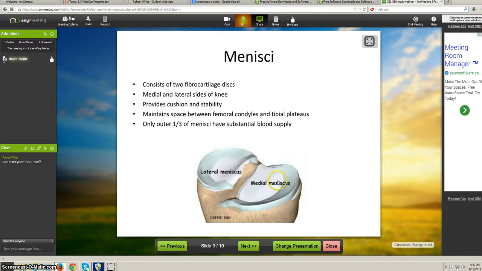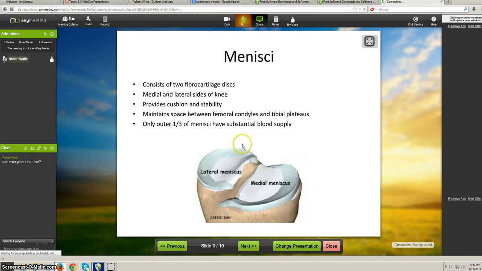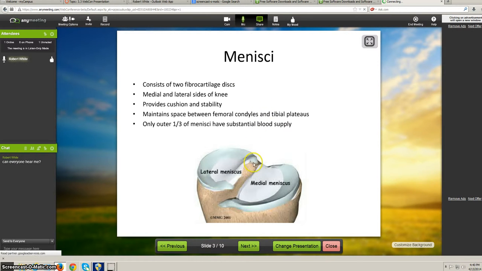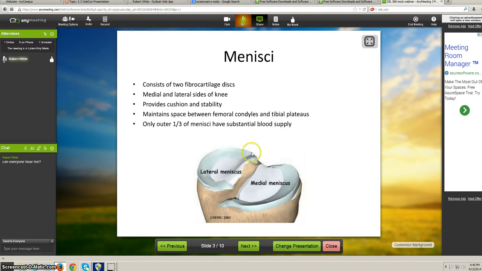We talk about the meniscus. The knee has two meniscus, a medial meniscus and a lateral meniscus. They're comprised of fibrocartilage discs, and they provide cushion and stability, sort of acting like shock absorbers for the knee. So you can see here, this is the tibial plateau, and what's missing here is the femur. So this would fit directly over the top of that. And it just maintains a little space and keeps the bones from rubbing together.